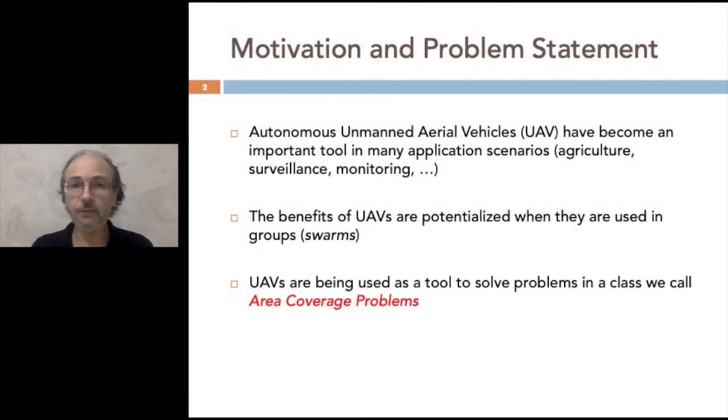So I'm going to talk about UAVs, unmanned aerial vehicles, and these vehicles have become an important tool in many application scenarios, like for example agriculture, surveillance, monitoring, and so on. The benefits of these devices are naturally potentialized when they are used in groups, and these groups of UAVs are commonly called swarms. UAVs are being used as a tool to solve problems that we consider as members of a class of problems that we call area coverage problems.